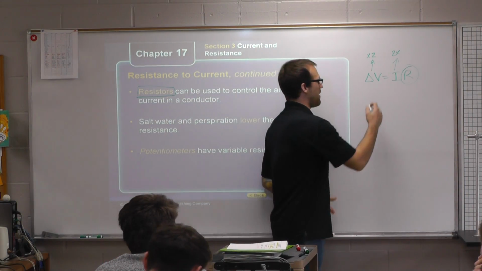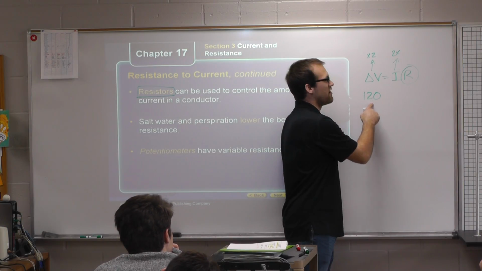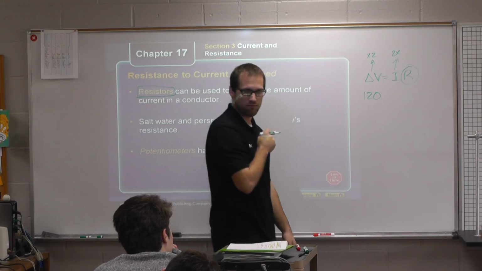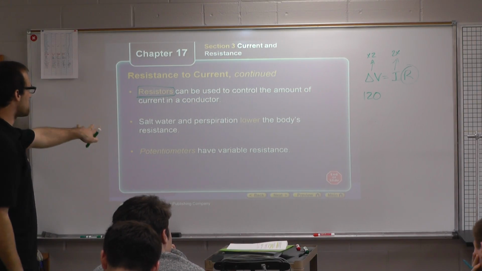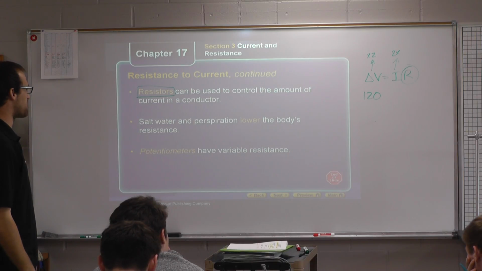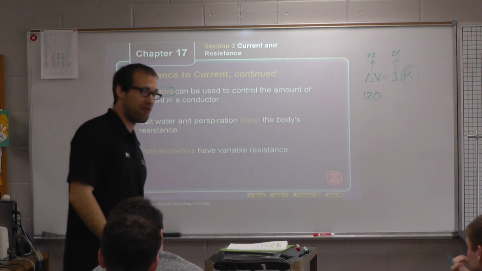So usually your power source coming in your house is constant. If this is constant, the only way to change the current is to change your resistance. Okay? And any of those 4 ways will do it. Salt water and perspiration lowers a body's resistance because electricity can flow through fluids really well.